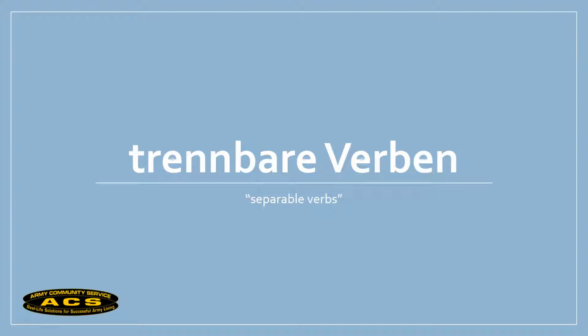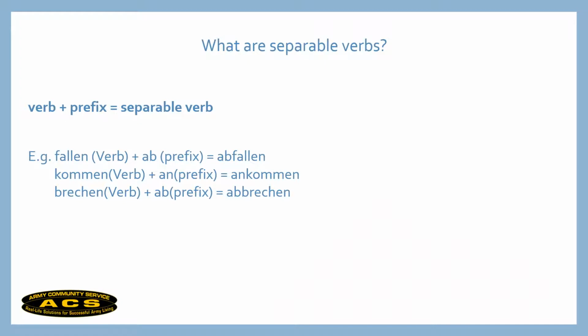In the German language, we have something that's called trennbare Verben. You can translate that as separable verbs. What exactly does that mean? Separable verbs consist of a verb and a prefix, so some letters that you basically put in front of the verb.